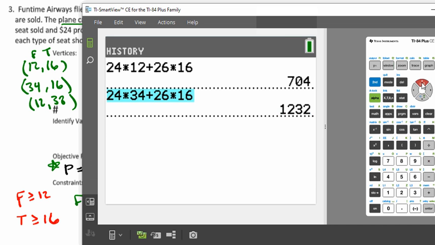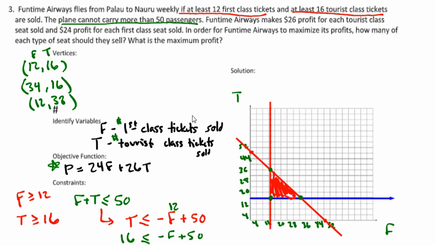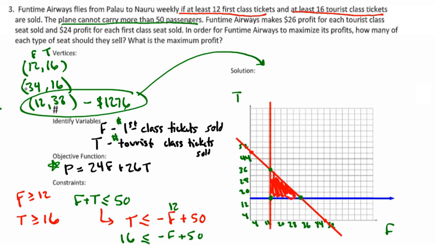And then the final option, we have 12 here. Oops. And 38 there. Woo. Just narrowly the more profitable, 1,276 bucks. And so this is our solution.